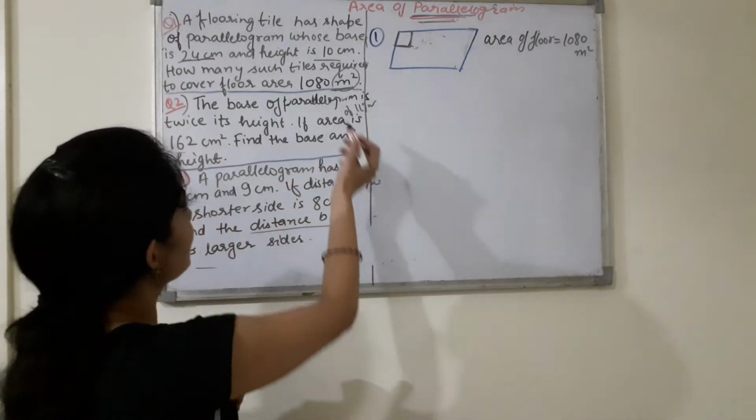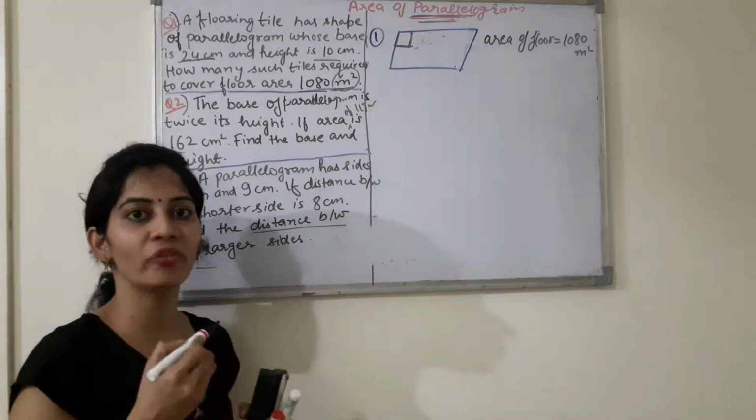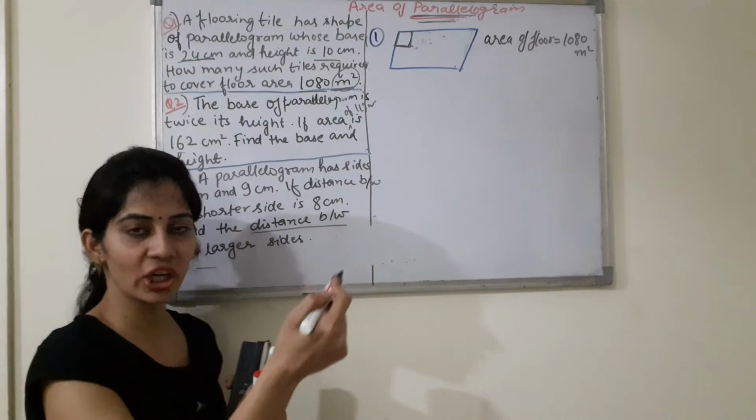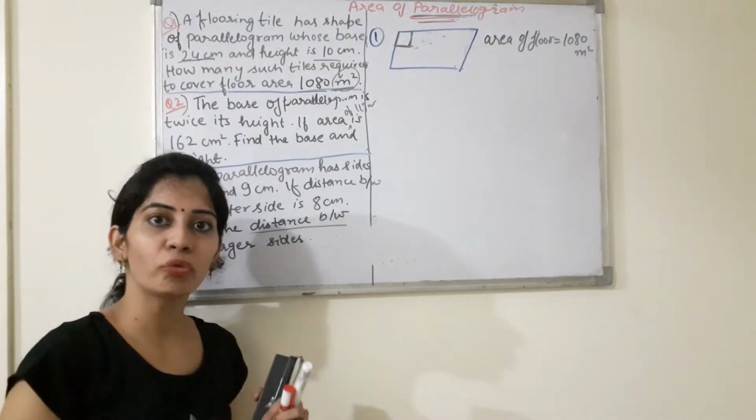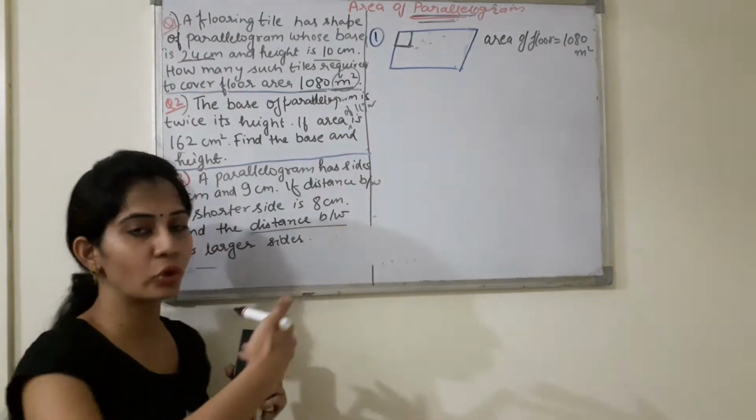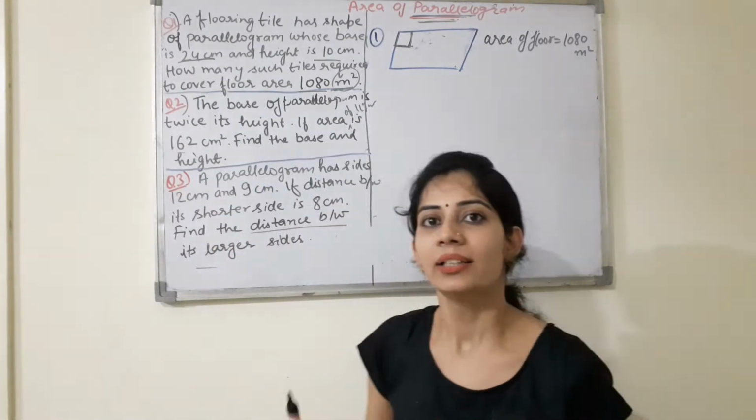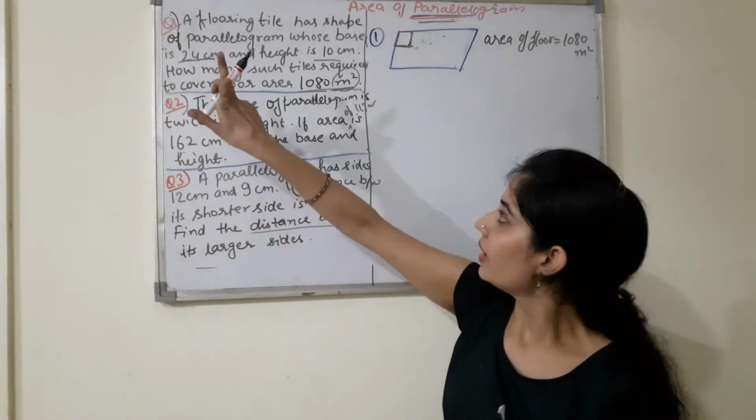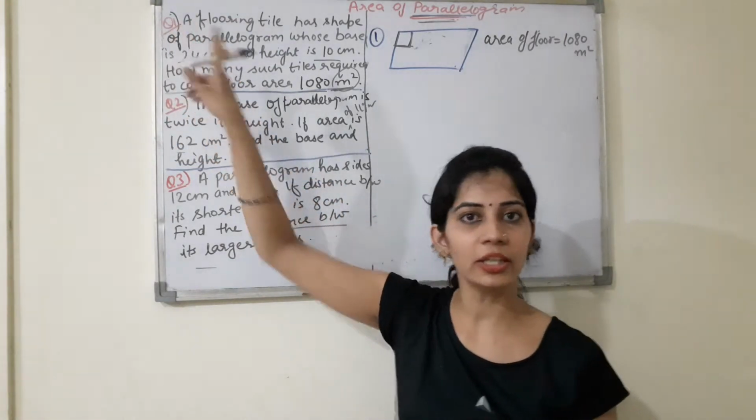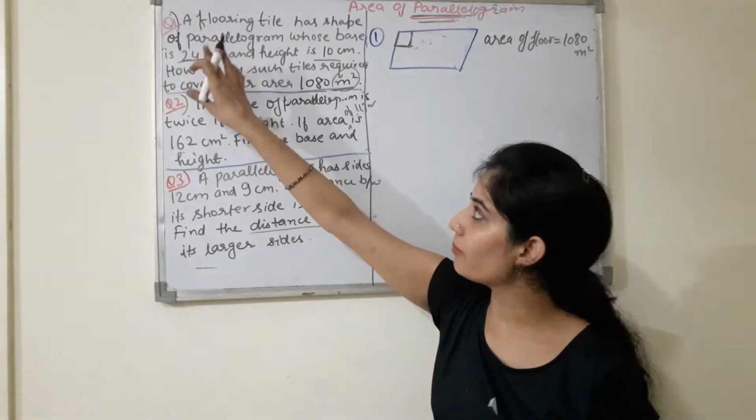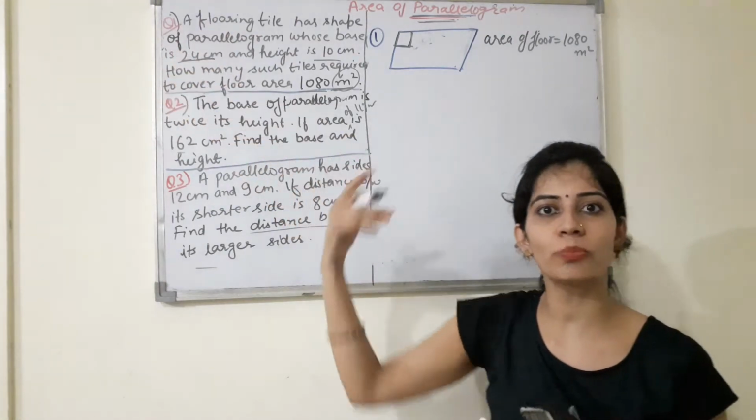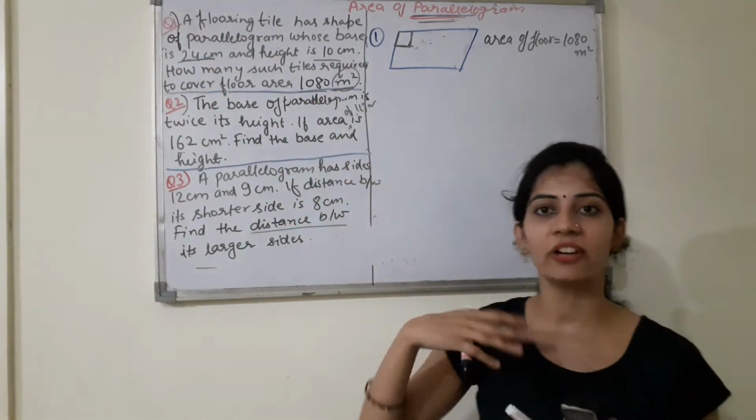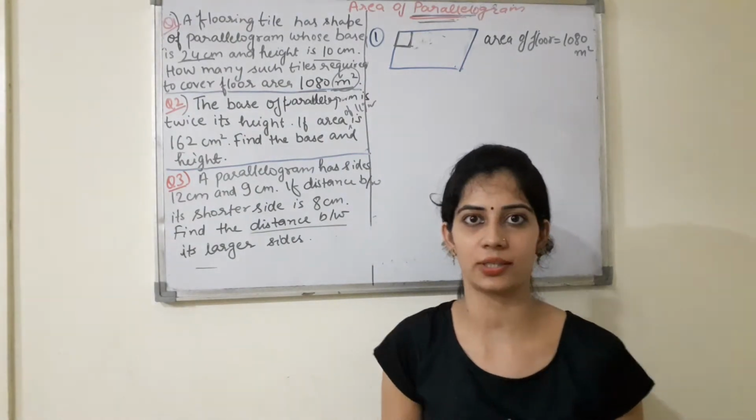But now you can see that the area of the floor is given in meter square and the dimensions of each tile are given in centimeter. So in such types of questions, when we have units given, the units of measurement must be the same, right? So for this, you can either convert the dimensions of the tiles from centimeter into meter, or you can change the area of the floor, which is given in meter, into centimeter, right?